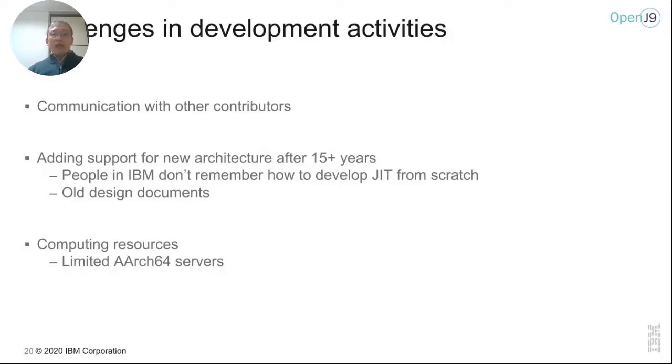Building the OpenJ9 runtime on Raspberry Pis takes very long, nearly 1 hour on Raspberry Pi 4. So I usually cross-built the runtime on x86 Linux to save time.